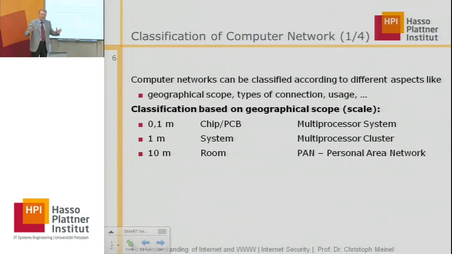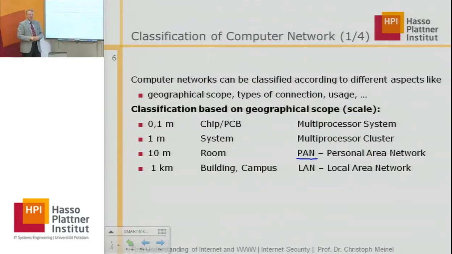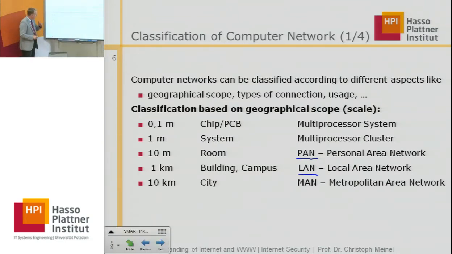We can find a lot of networks situated in a room. These are so-called personal area networks, to connect the host computer and PC with a printer and some other devices. There are networks that connect computers within a range of kilometers inside a building, on a campus like HPI. These are the local area networks, the most common form of computer networks. Then we see networks that connect computers within a city, at a distance of several kilometers. These are the so-called metropolitan area networks.